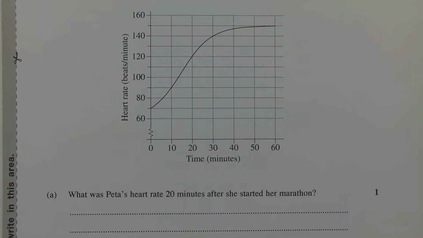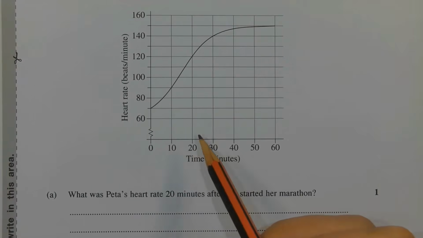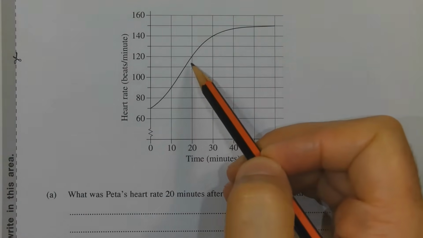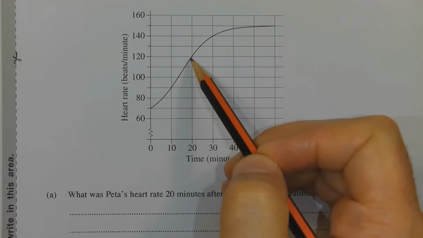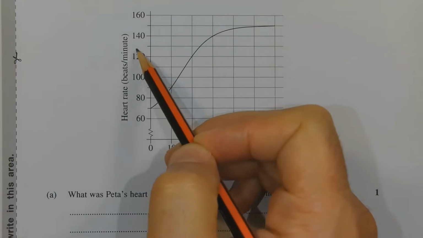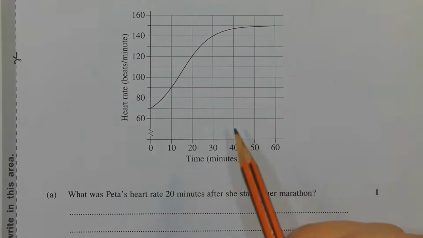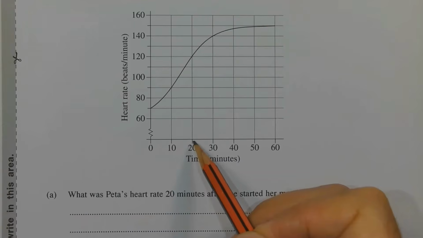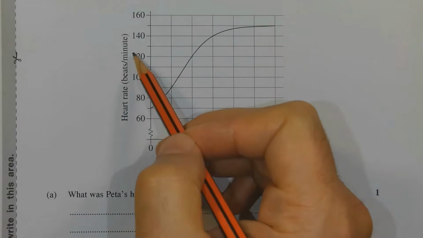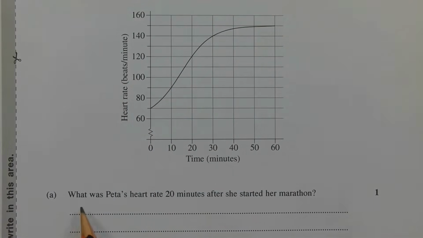The number of minutes since Peter started her marathon are indicated using the numbers on the x-axis. So to find Peter's heart rate 20 minutes after she started her marathon, we'll locate 20 on the x-axis, project up until we strike the curve, and then project across to the y-axis and read the value there. So at 20 minutes after she started her marathon, her heart rate will be 120 beats per minute.